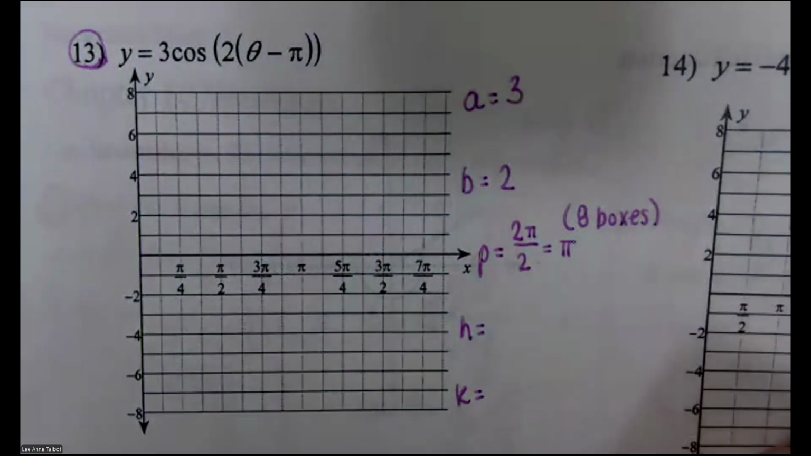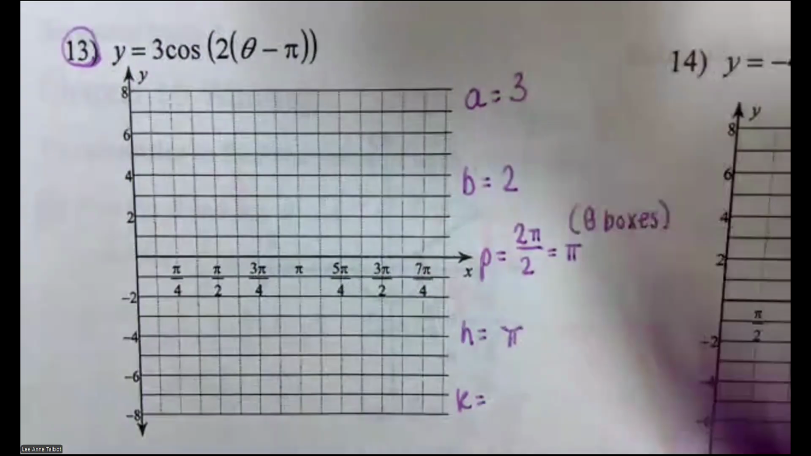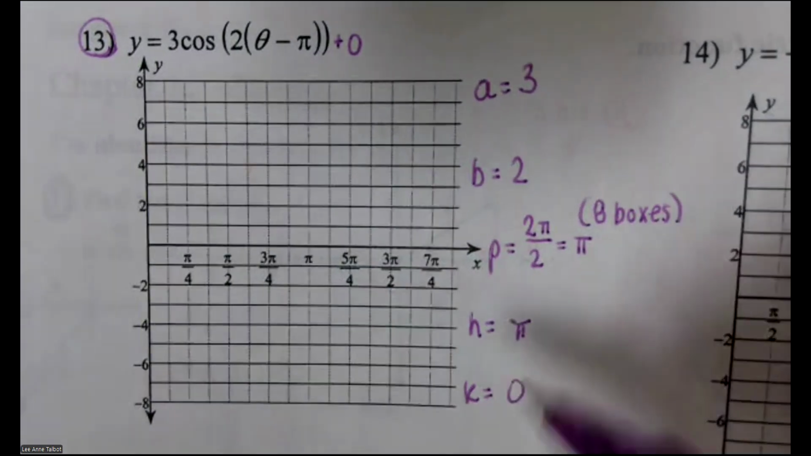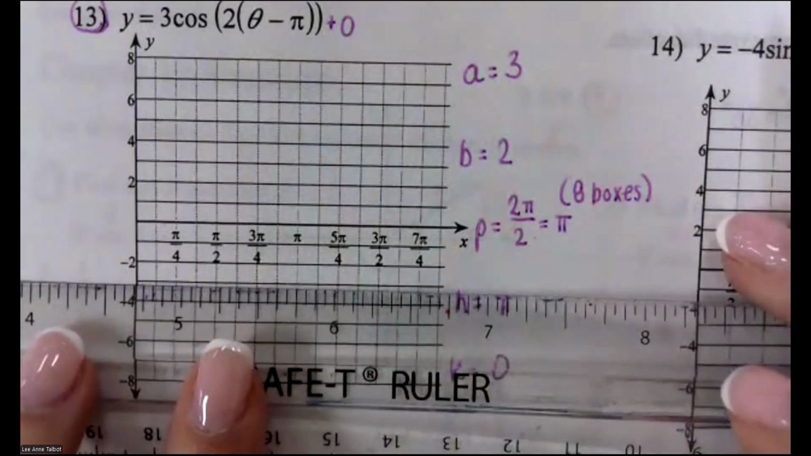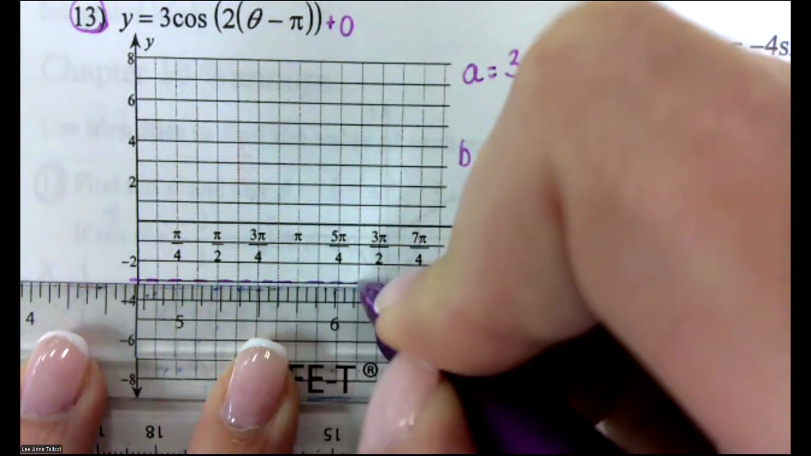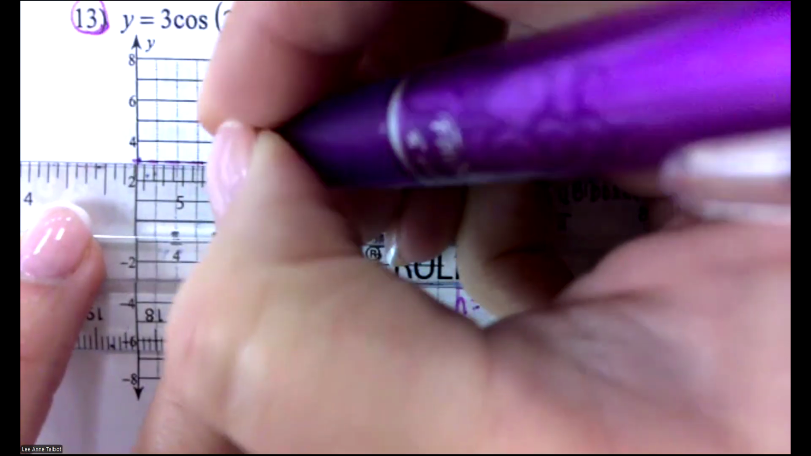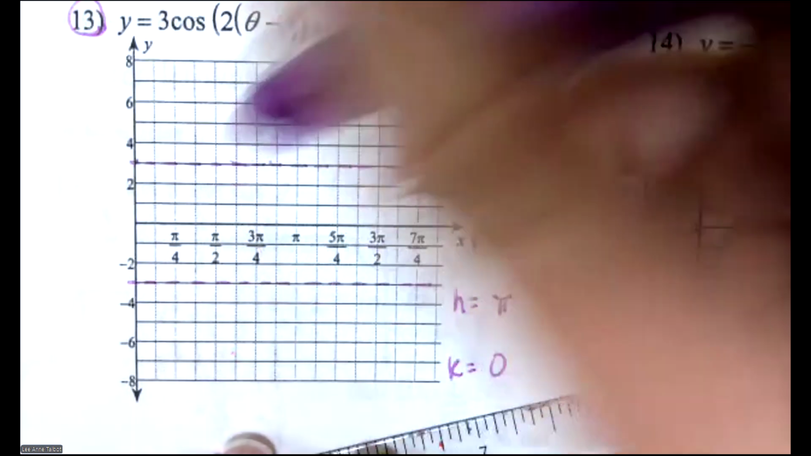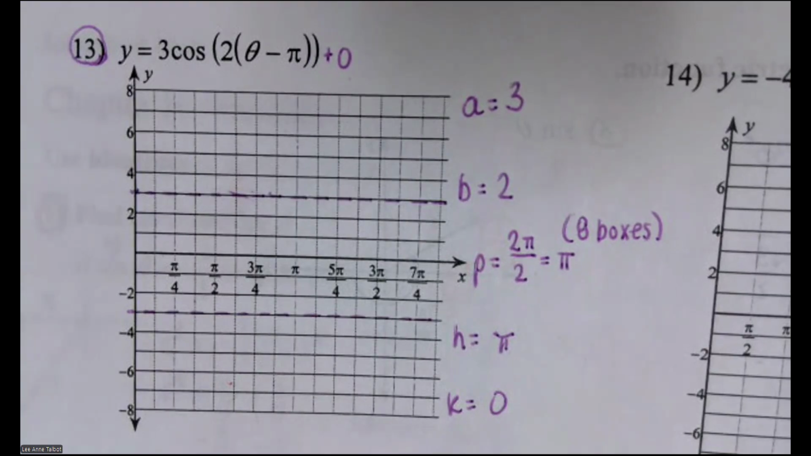Okay, what is H? Positive pi. Great job. Make sure to switch the sign. And K is 0. And you can do this if that helps your brain. Okay. Midline is 0, which is already bolded, so I don't need to dash that, but I am going to dash 3 and -3, my amplitude lines. Everybody okay with the lines?